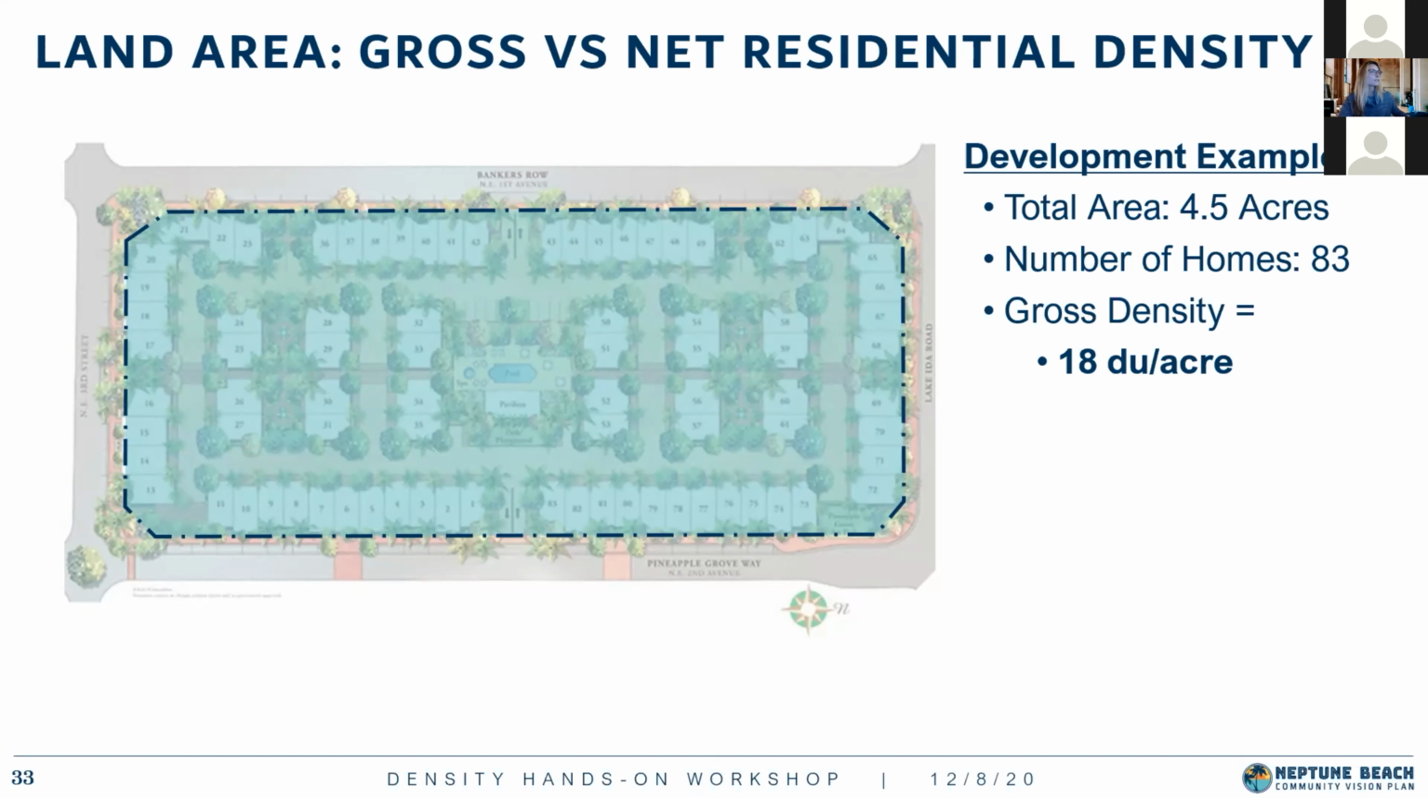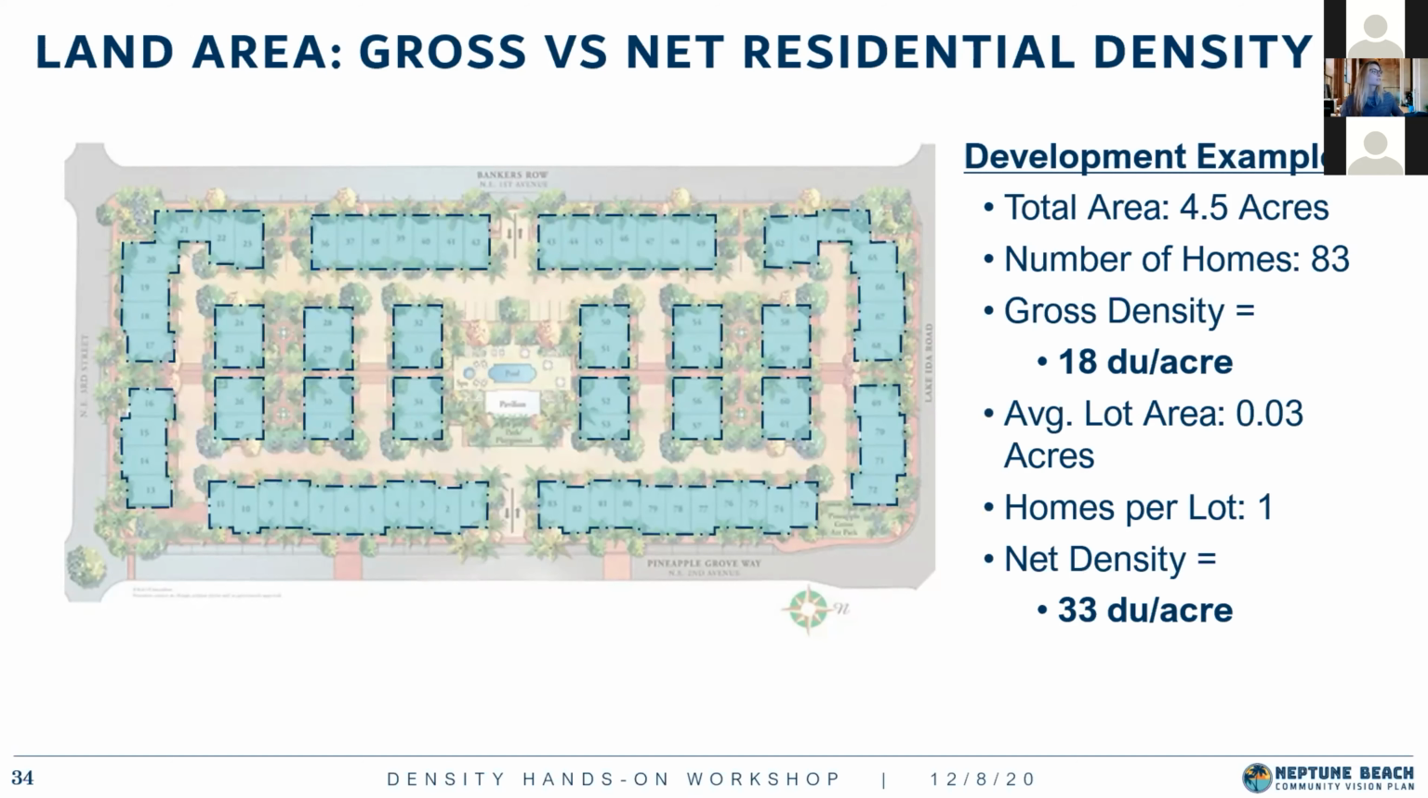But if we want to get the net residential density, then we have to look at the actual building areas. So what we're excluding are the streets, the parking, and any amenity areas, like I mentioned before. The actual average lot size here is about 0.03 acres, so your net density is much closer to 33 dwelling units per acre. So you can see the big difference when comparing gross density, which is 18 in this case, to net density, which is 33. And again, this will be important, and it'll come back at several different points in this presentation.